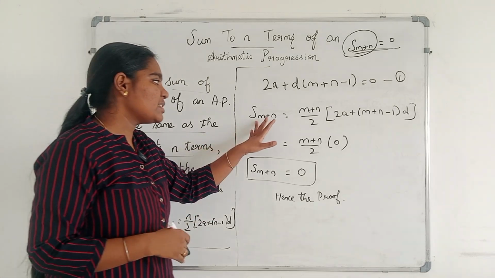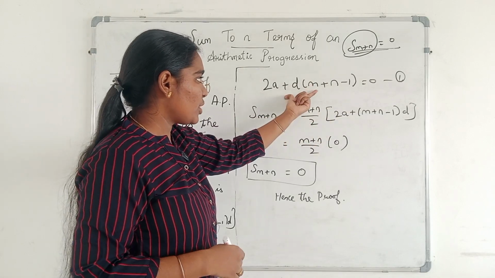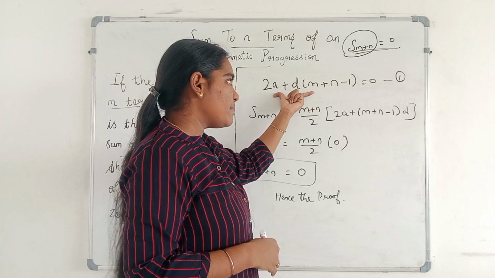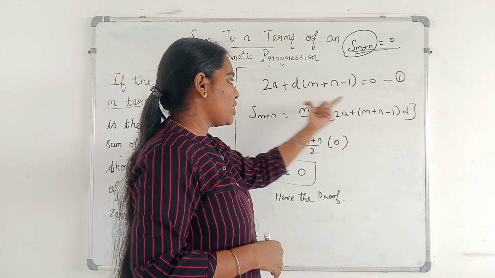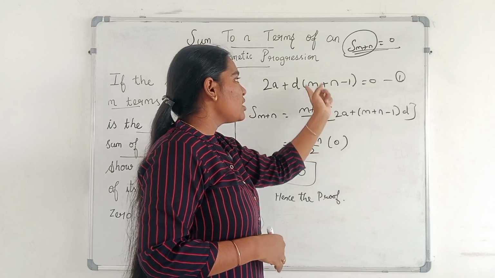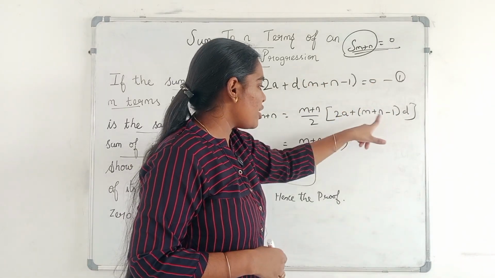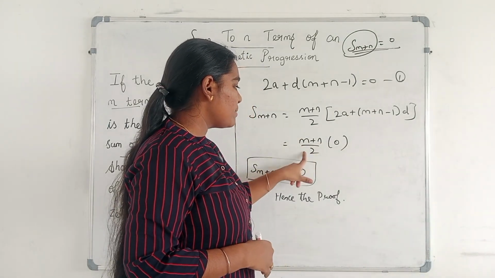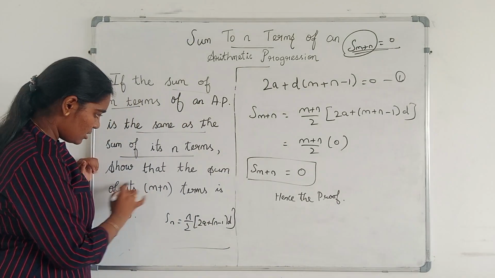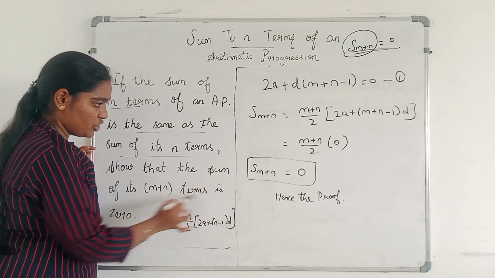So the sum of its m plus n terms is equal to this one. So you can equate these two values, because here is 2a plus d into m plus n minus 1. If this value equals 0, then by this equation this value becomes 0. So m plus n by 2 into 0 will give you 0. Hence we have proved that the sum of its m plus n terms is 0.